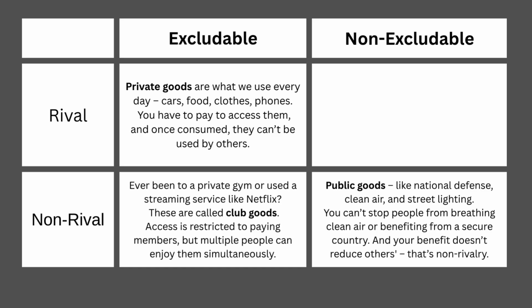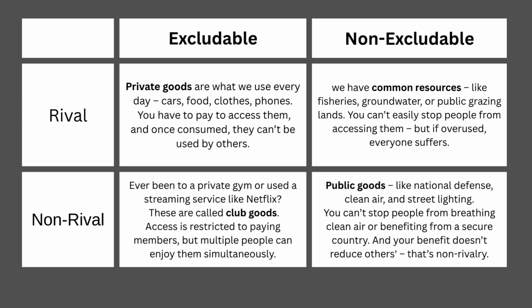3. Club goods. Excludable and non-rival. Ever been to a private gym or used a streaming service like Netflix? These are called club goods. Access is restricted to paying members, but multiple people can enjoy them simultaneously. Example: watching a show on Netflix doesn't stop someone else from watching it. That's non-rival, but only subscribers can watch. That's excludability.